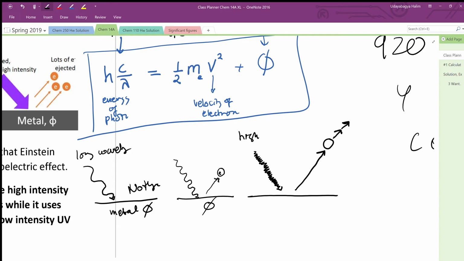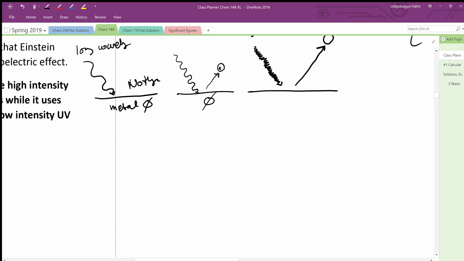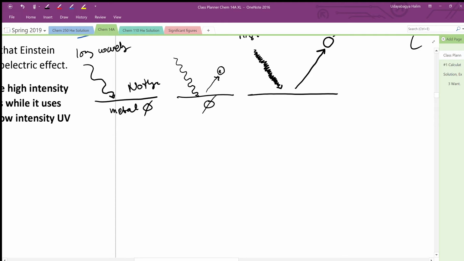If you have an object moving, the faster it moves, the higher its energy. Not quite. Let's do it this way. Let's think of the electron as a box. And if you have a long wavelength, you can think of it as a little baby.